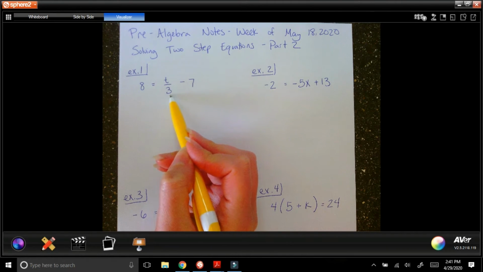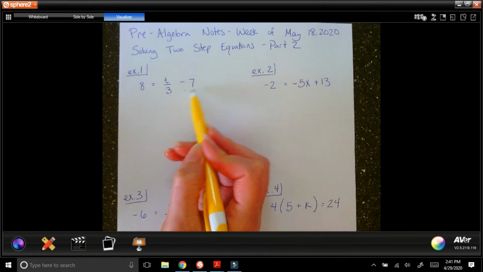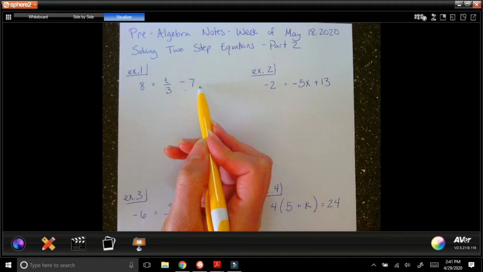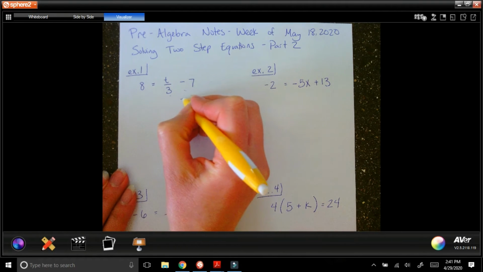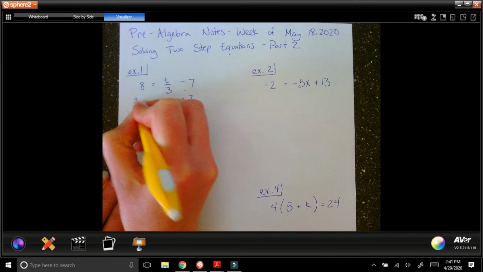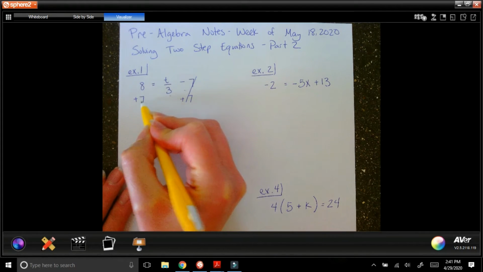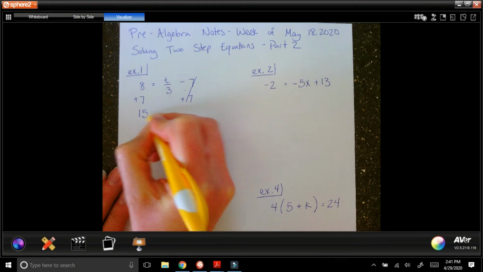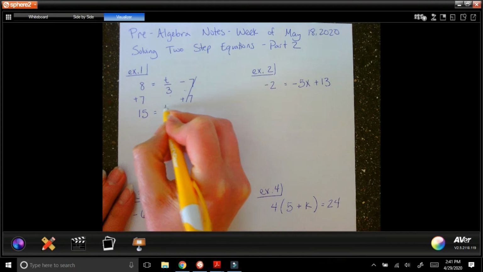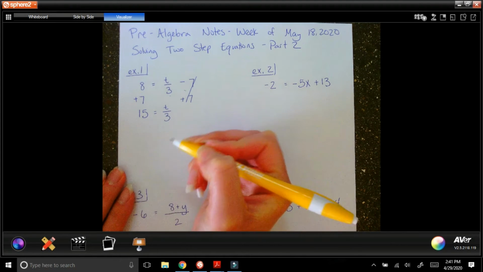You're still going to always start with whatever is being added or subtracted. So in this case here, you have this minus 7. You're going to start by adding 7 to each side. So 8 plus 7 is 15, and that equals t divided by 3.